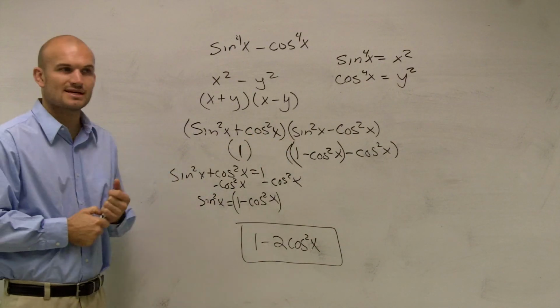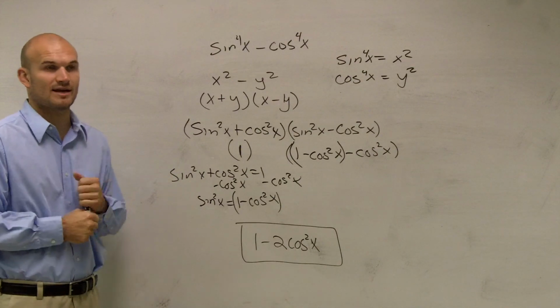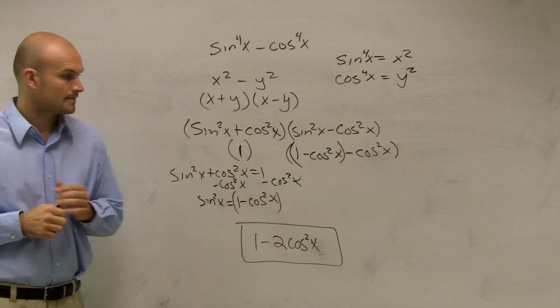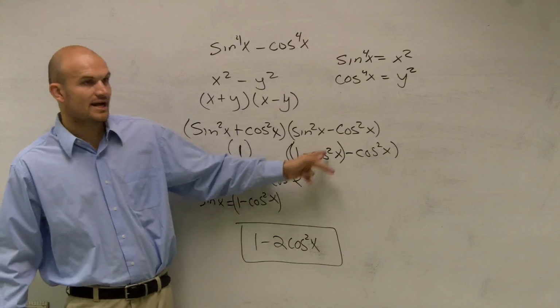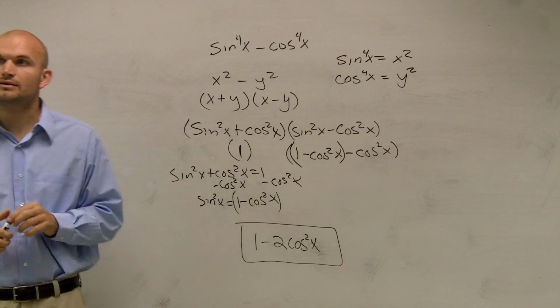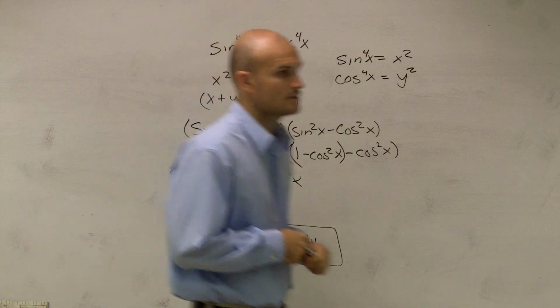Because there's sine squared and cosine squared, I can rewrite them and see if I can simplify it a little bit further. Why is it 2 cosine? Because a negative number minus another number is going to be negative 2 cosine squared of x.